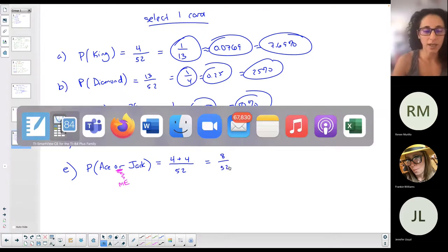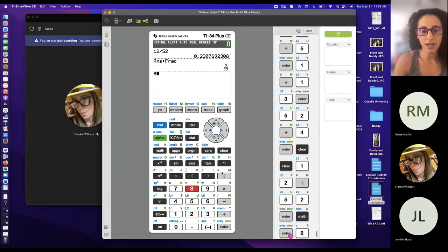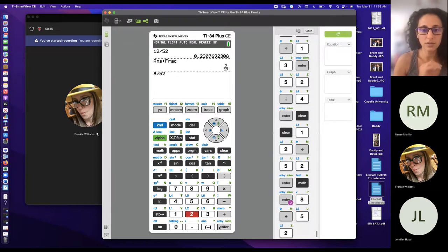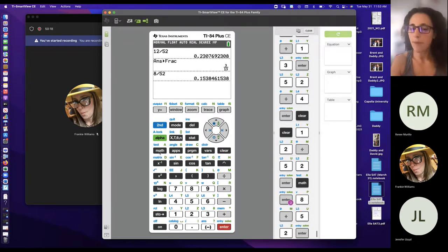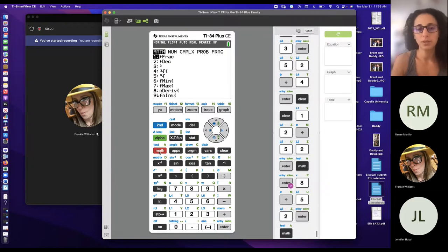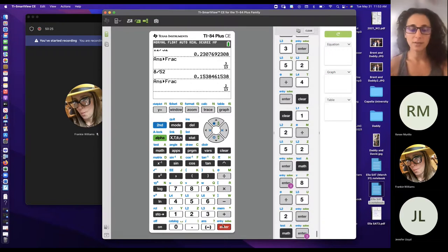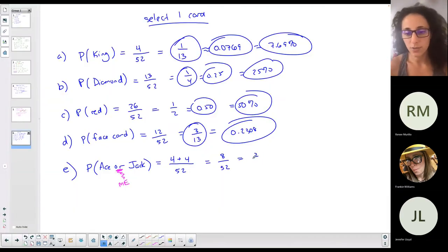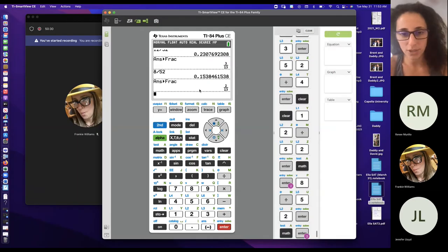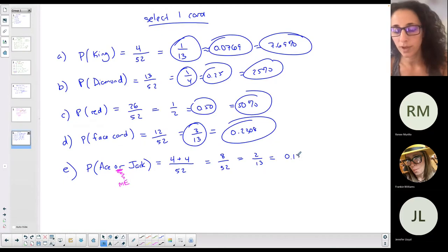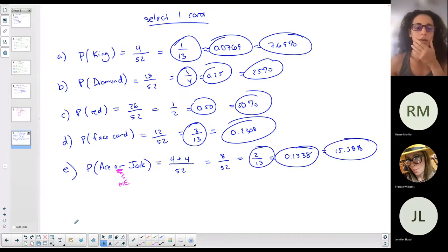And here's my little slick thing, 8 out of 52, enter. That's the decimal version. Math, number one. If I want the simplified fraction, 2 out of 13. So it is either 2 out of 13, or if we're rounding, which is probably what we're going to end up doing, 0.1538. Or if we're doing percentage, 15.38%. Right? Questions?